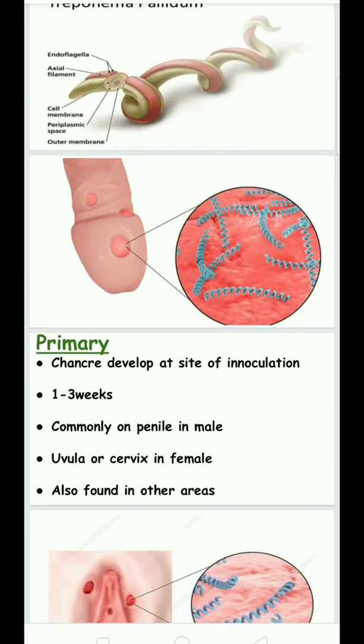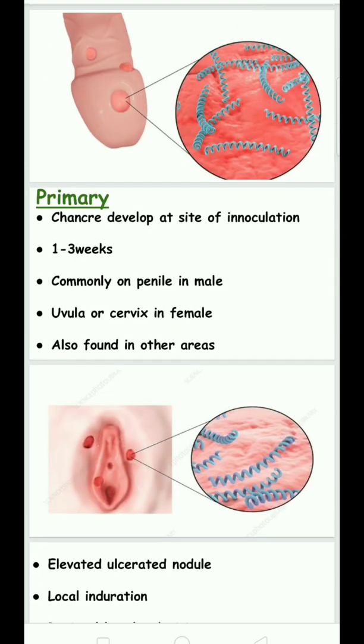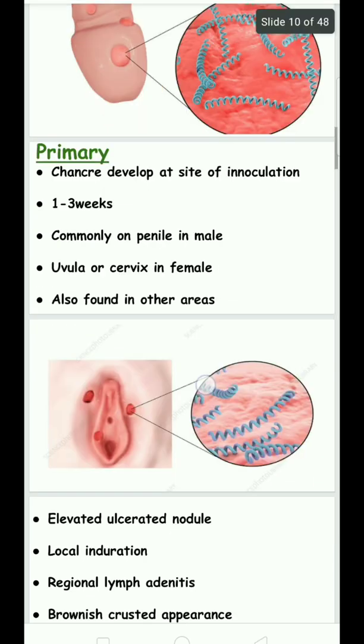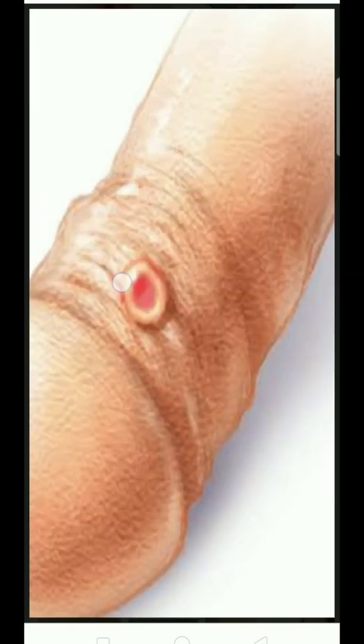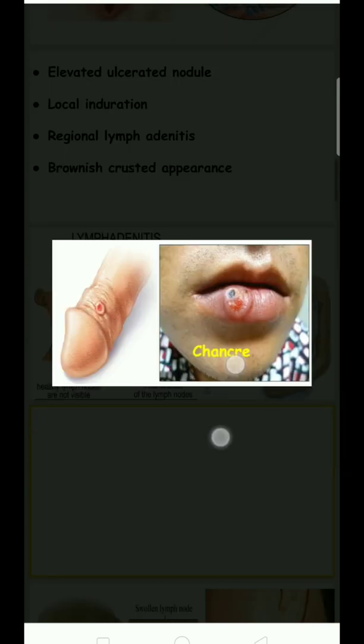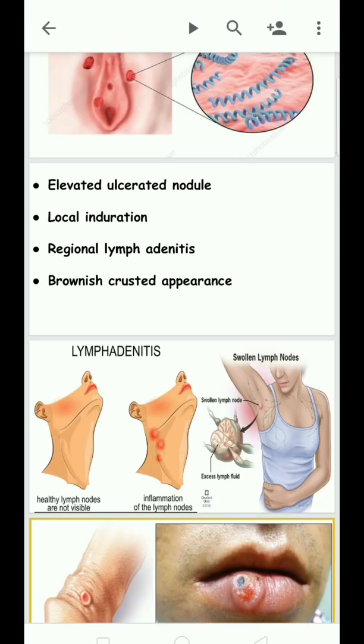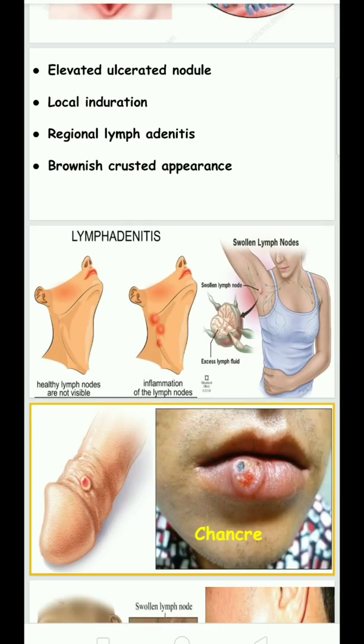In the primary stage, a chancre develops at the site of inoculation within 1 to 3 weeks, commonly on the penis in males and the vulva or cervix in females. It is also found in other areas. It is an elevated ulcerated nodule with local induration, with a brownish crusted appearance, and regional lymphadenitis will be seen.